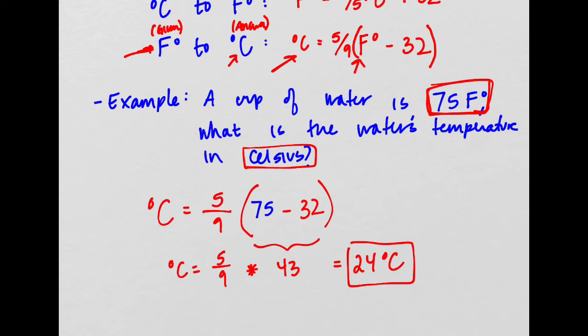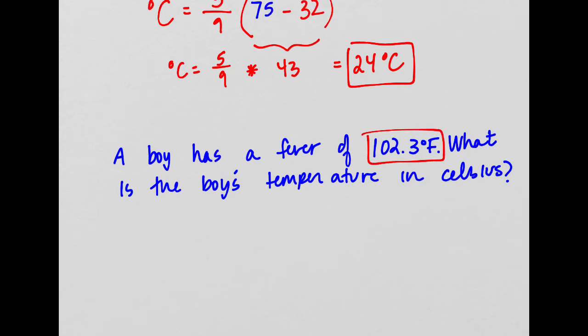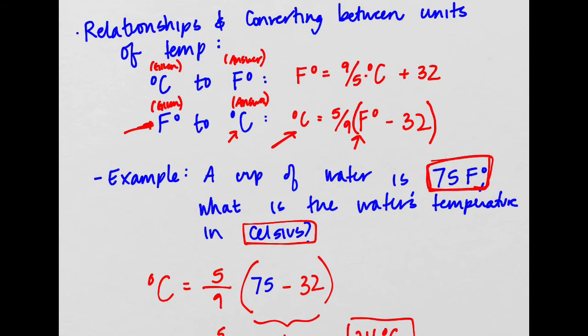Let's do another example. So here we go. A boy has a fever of 200, that's impossible, 102.3 degrees Fahrenheit. What is the boy's temperature in Celsius? So we're given degrees Fahrenheit again. So let's look at which one we should use.